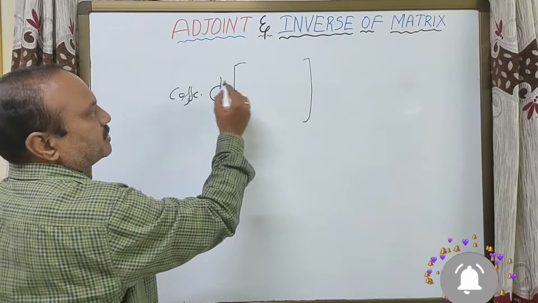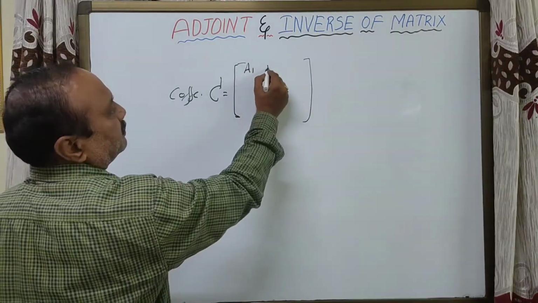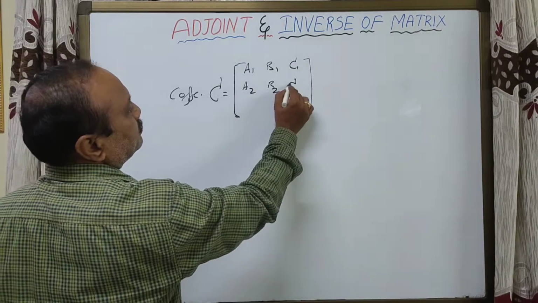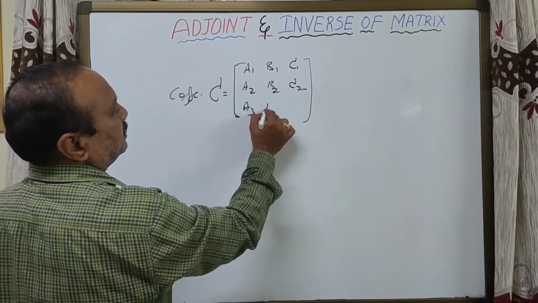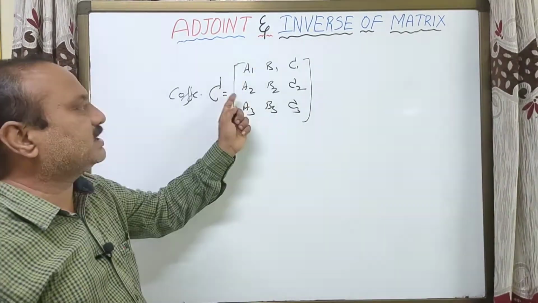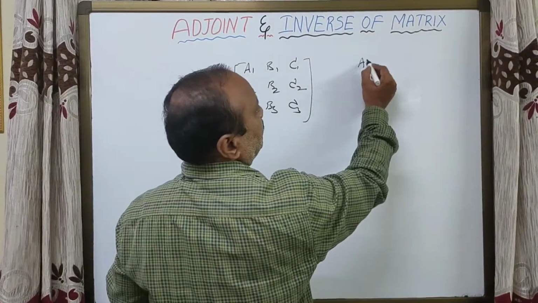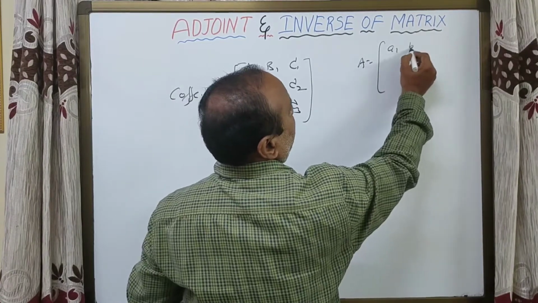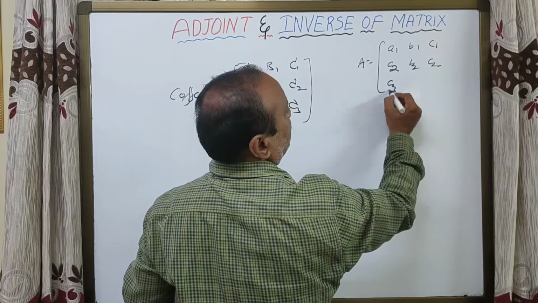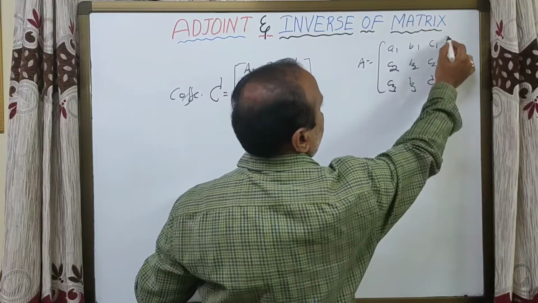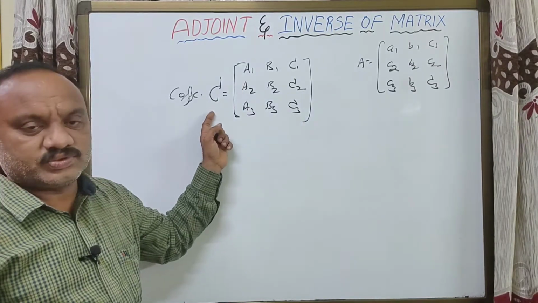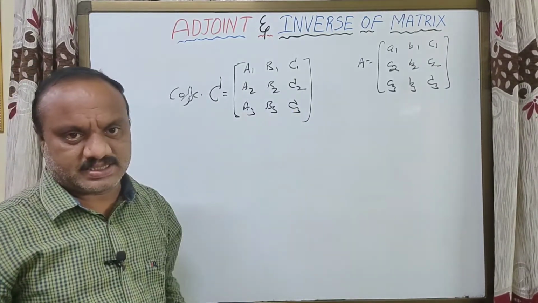Generally, the coefficient matrix is denoted by capital A1, B1, C1, A2, B2, C2, A3, B3, C3. This is the coefficient matrix of the matrix A equal to A1, B1, C1, A2, B2, C2, A3, B3, C3. Students, its coefficient matrix is like this. I consider a 3 by 3 matrix.